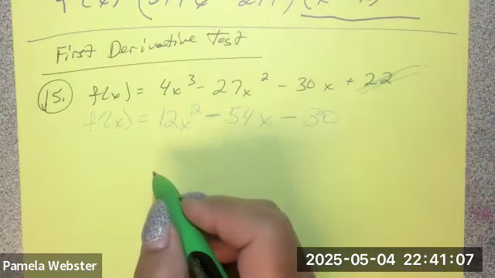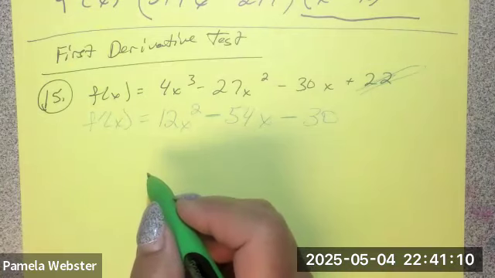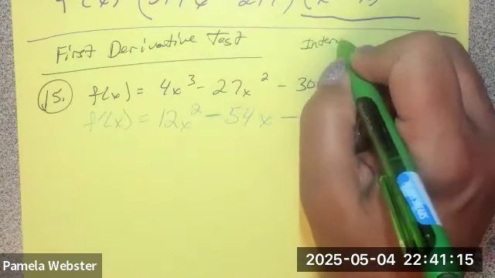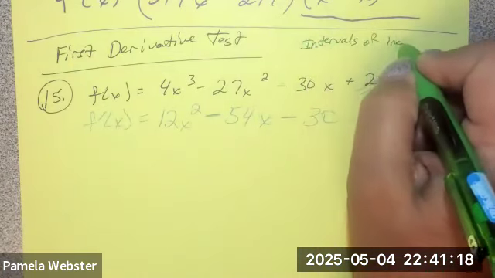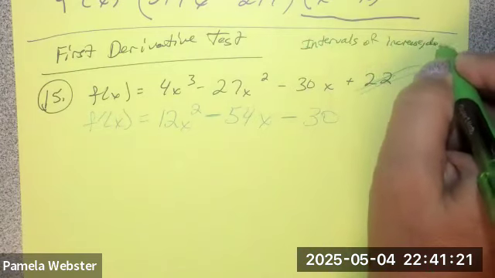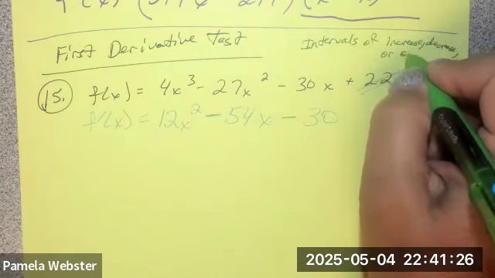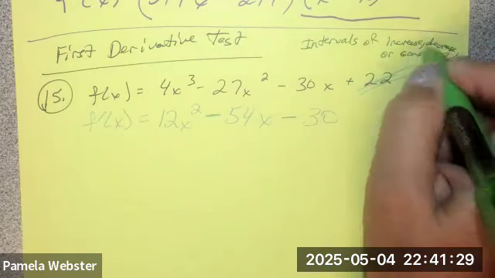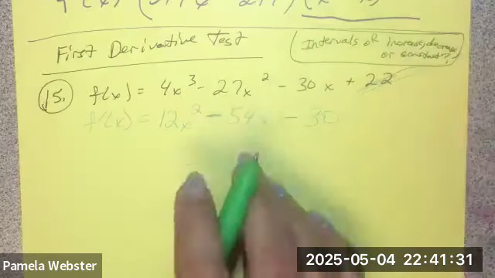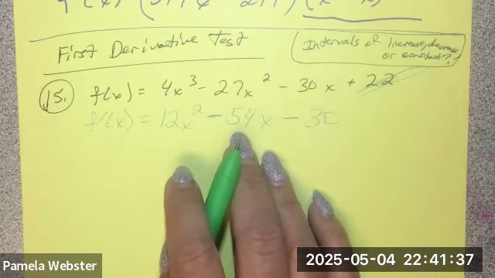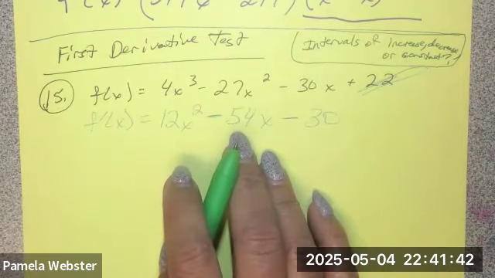And then part B says use the first derivative test to find any intervals of increase, decrease, or constant slope. That's what we want to know. From where to where is it increasing, decreasing, or constant? And we also want to know if there are any local maxes or mins. Okay, that will come out.